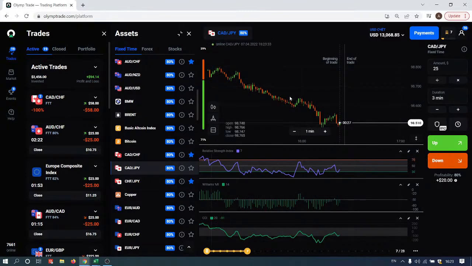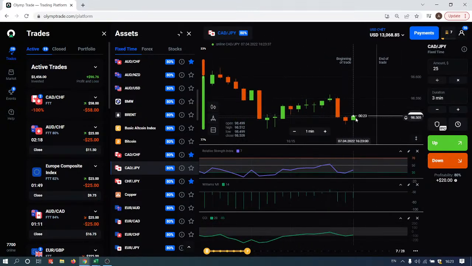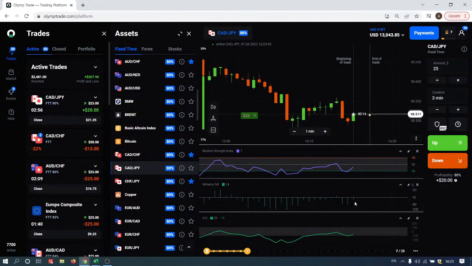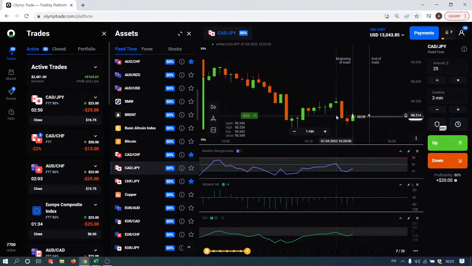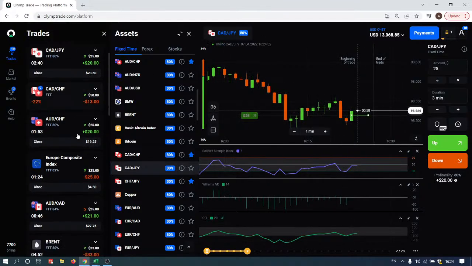So what comes next? So CAD, so the Canadian dollar against the Japanese yen, and I think we can go ahead and use this signal as well, because all the three indicators are suggesting that we should open a trade upwards. So once again, going back to the three layers of confirmation, yes, all the three layers of confirmation are indicating that we should open trades upwards here.